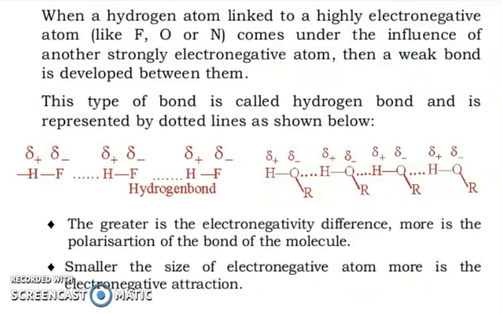So friends, now I will talk about hydrogen bonding, and then I will finish. What is hydrogen bonding? When a hydrogen atom linked to a highly electronegative atom like fluorine, oxygen or nitrogen comes under the influence of another strongly electronegative atom, then a weak bond is developed between them. This type of bond is called a hydrogen bond and is represented by a dotted line as shown below. You can see HF hydrogen bonds, and in water and alcohol you can see how hydrogen bonds form between hydrogen and oxygen. The greater the electronegativity difference, the more is the polarization of the bond. The smaller the size of the electronegative atom, the more is the electrostatic attraction.